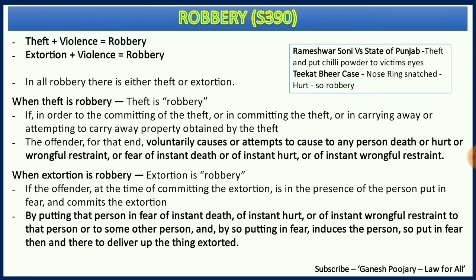The case law that you can refer to is Rameshwar Soni versus State of Punjab, where a person, while committing theft, put chili powder into the eyes of the victims. Now he has done theft, and along with that he also committed a violent act, so that is considered as robbery. Likewise, the second case, the Tikat Bhir case, where while a nose ring was snatched, hurt was caused to the victim, so that is considered as robbery. Most of the time, if anybody is snatching a chain etc., it is considered as robbery because violence is involved. That is what you need to remember as far as section 390 is concerned.